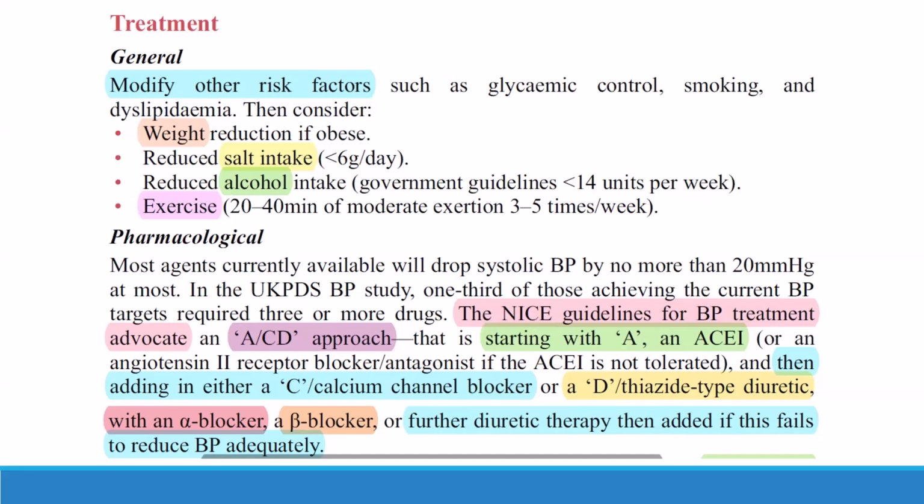Alpha blocker, beta blocker, or further diuretic therapy is then added if this failed to reduce blood pressure with the combination of 3 ACD. So don't forget that NICE recommends ACE or ARBs as the first line therapy in the management of hypertension in diabetics. Then if not controlled, we can add calcium channel blocker or thiazide diuretic, and if not controlled, we can combine a triple therapy, ACE or ARBs, plus calcium channel blocker plus thiazide diuretic, and if not controlled in this situation, we can add alpha blocker, beta blocker, or spironolactone.